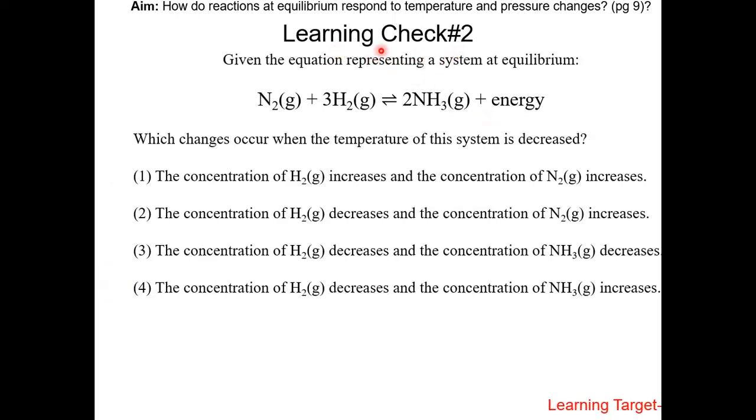Learning check number 2. Which changes occur when temperature of this system is decreased? Pause the video and resume once completed. Since energy is on the product side and temperature is decreasing, the equilibrium will shift to the same side as energy, which is the product side. Therefore, the concentration of H2 will decrease, and the concentration of NH3 will increase. The answer is choice 4.